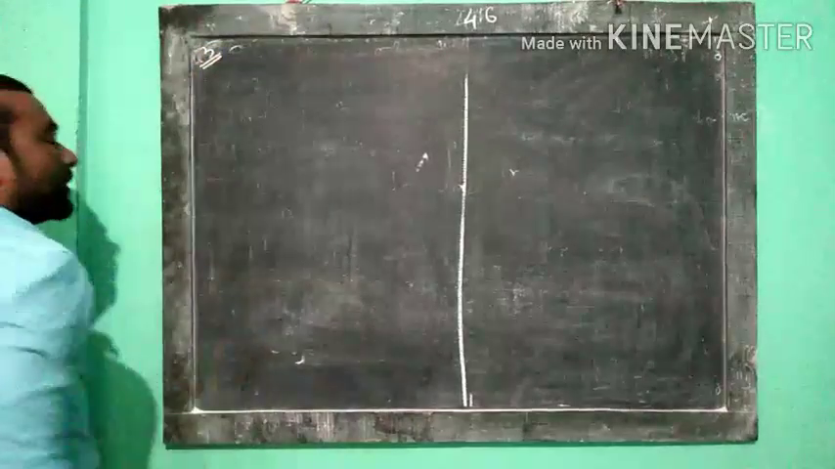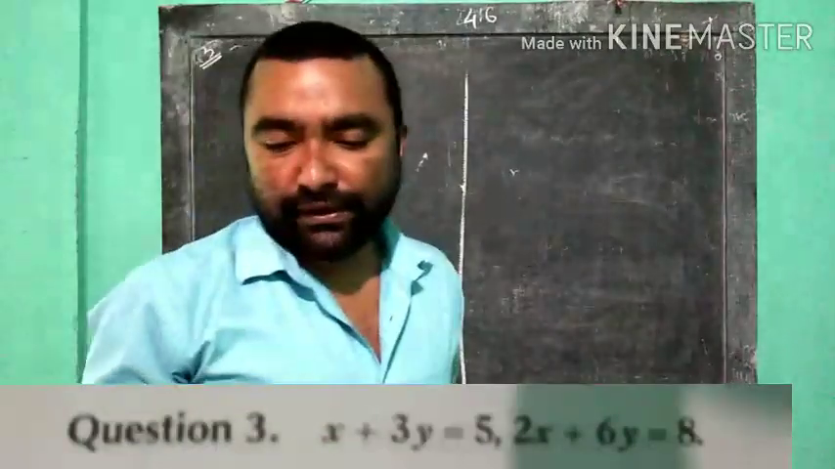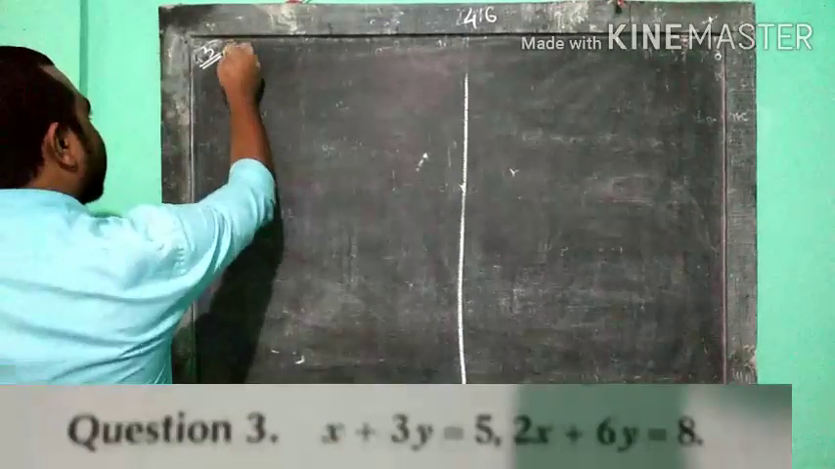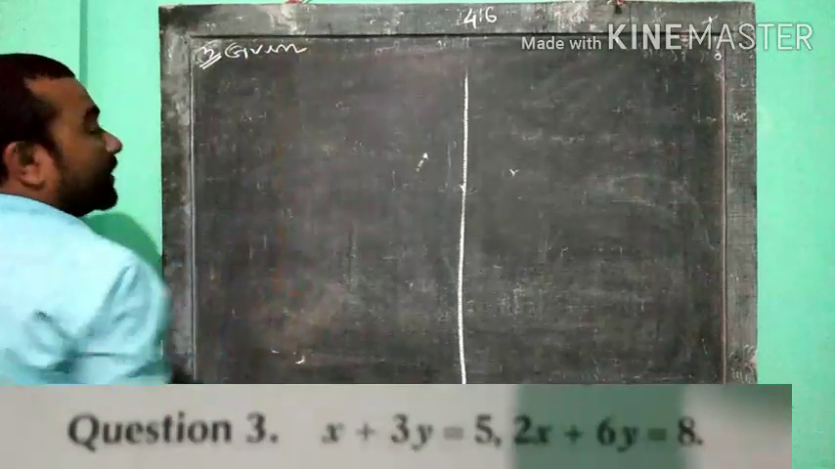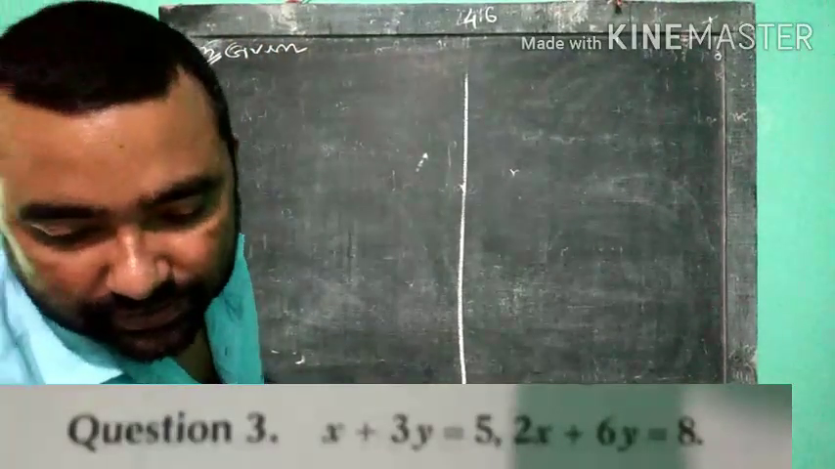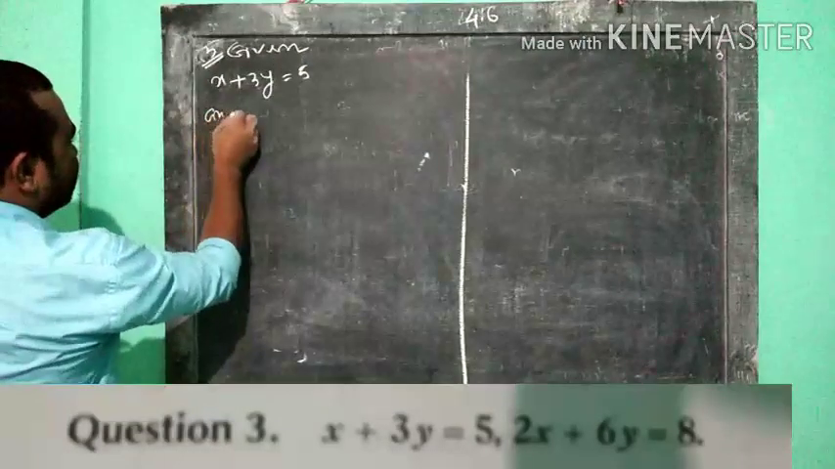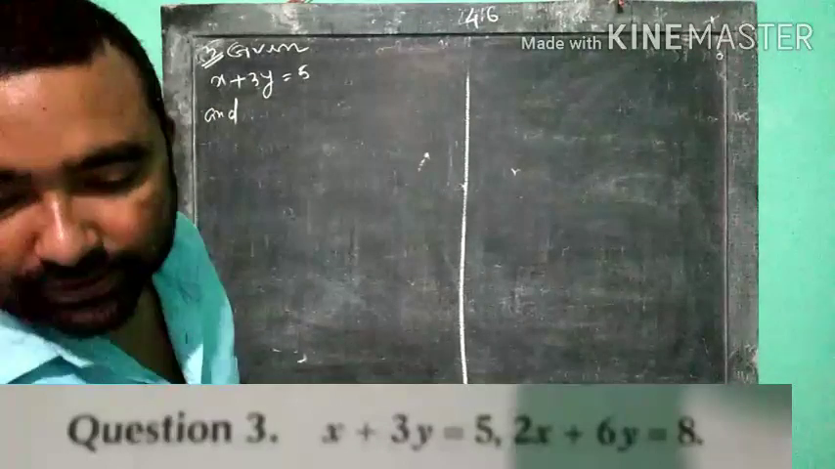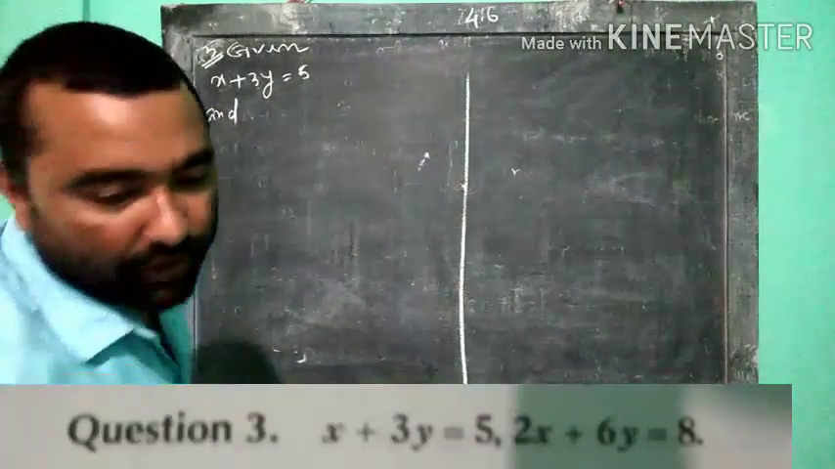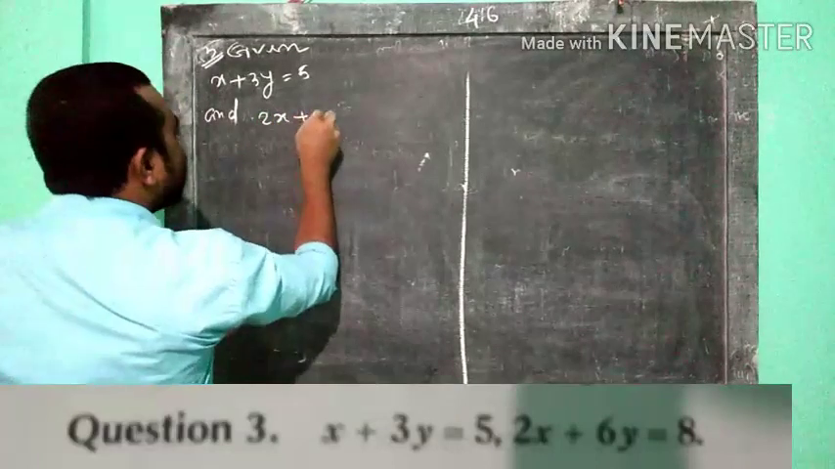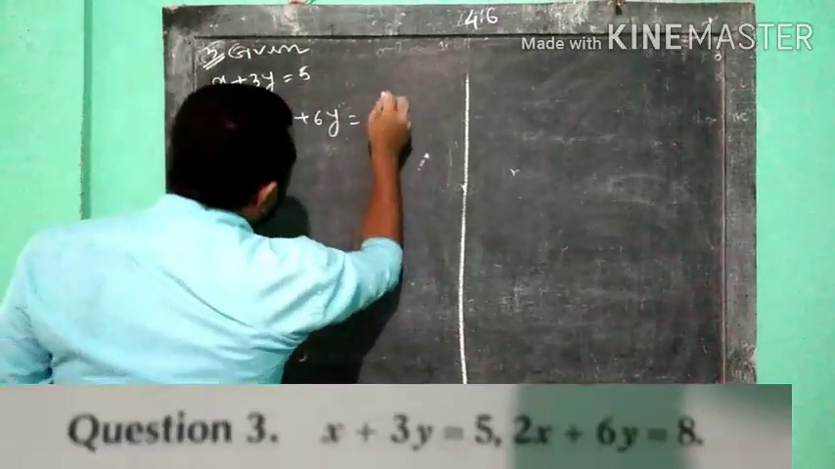Question number 3: what is given? The given equations are x plus 3y equal to 5, and the second equation is 2x plus 6y equal to 8.